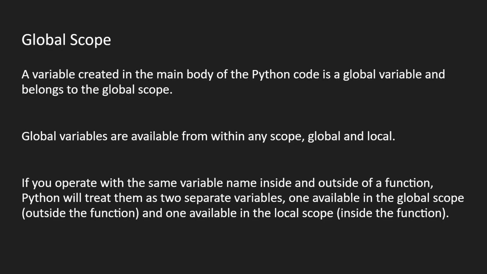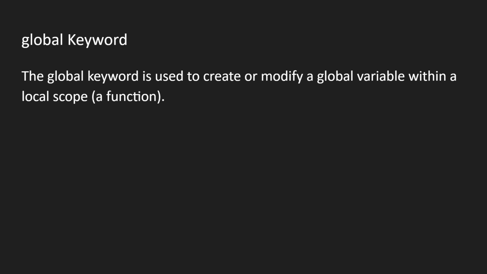If you operate with the same variable name inside and outside of a function, Python will treat them as two separate variables, one available in the global scope, outside of the function, and one available in the local scope, inside of the function. The global keyword is used to create or modify a global variable within a local scope.